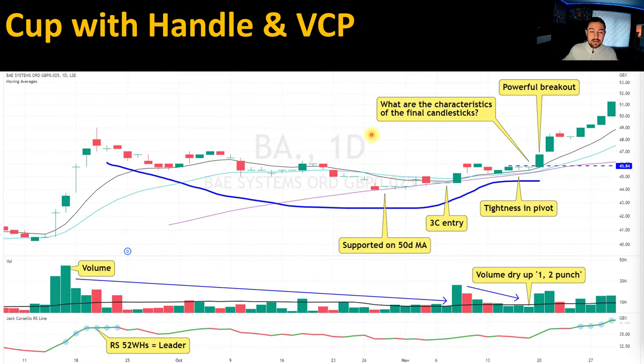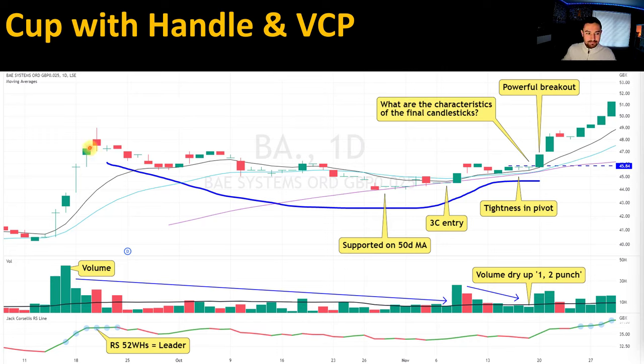Now the next one here is the cup with handle and VCP. I really want to stress the point that the VCP doesn't always have to look like a perfect one contraction, two contraction, three contraction. The volatility contracting is a characteristic you'll see in a lot of these other chart patterns, whether it be flags, cup and handles, or Darvas boxes.